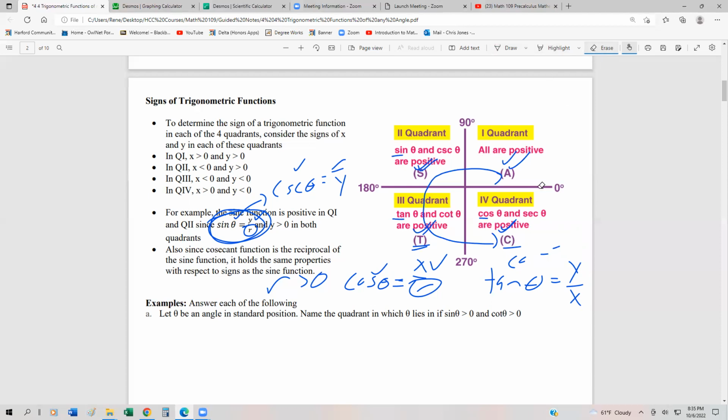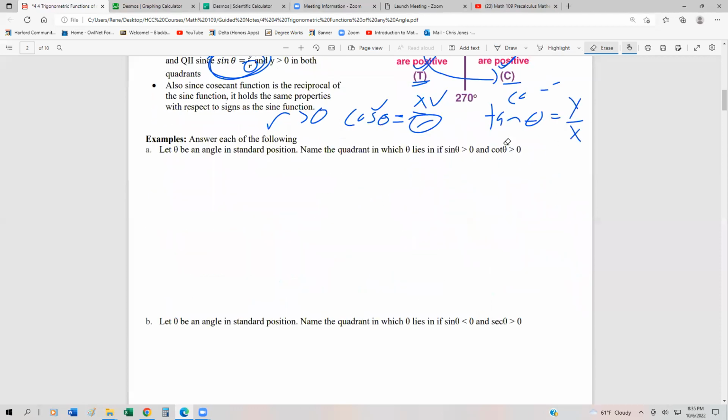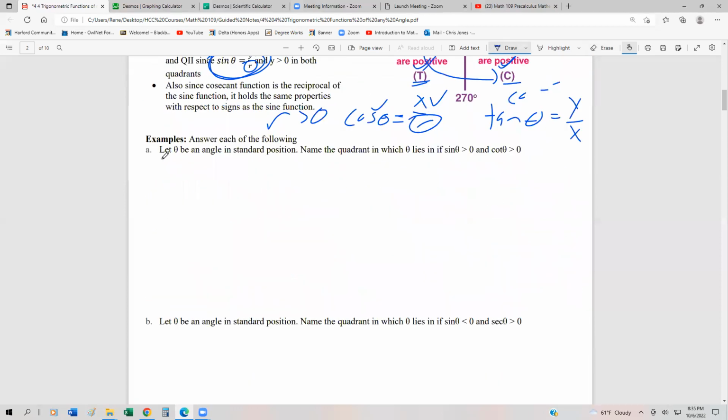If you remember those, that'll help you remember in which quadrants the functions are positive. Essentially, let's take a look at some problems to help us remember the signs of these trigonometric functions. Let's say that theta is an angle in standard position. Name the quadrant in which theta lies if both the sine function and the cotangent function are greater than 0.